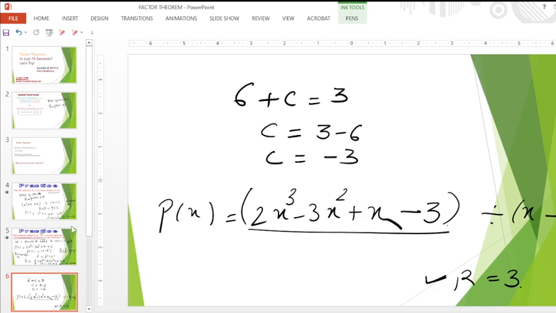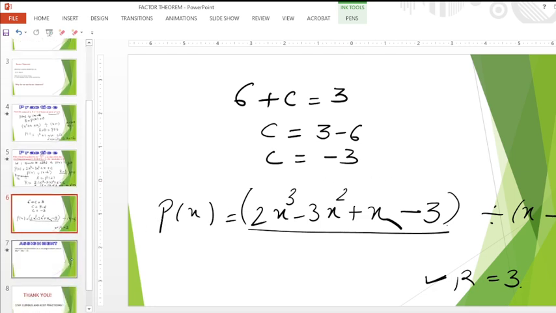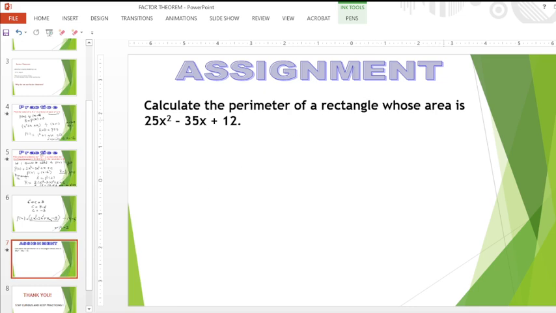Okay, let's move on to one more question I have for you. This I am giving you as an assignment, but I will explain what it is. And briefly the clues also I'll give you. Calculate the perimeter of a rectangle whose area is given. So now area is given, and the area is this one. Minus 35x plus 12. This is the area.